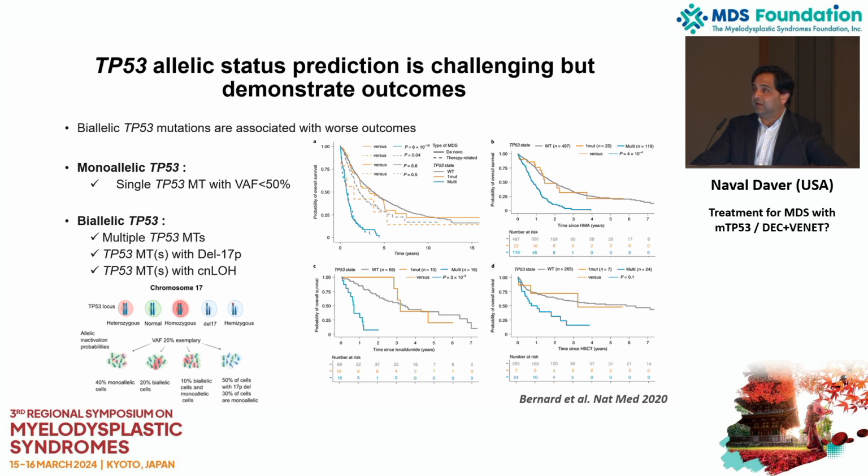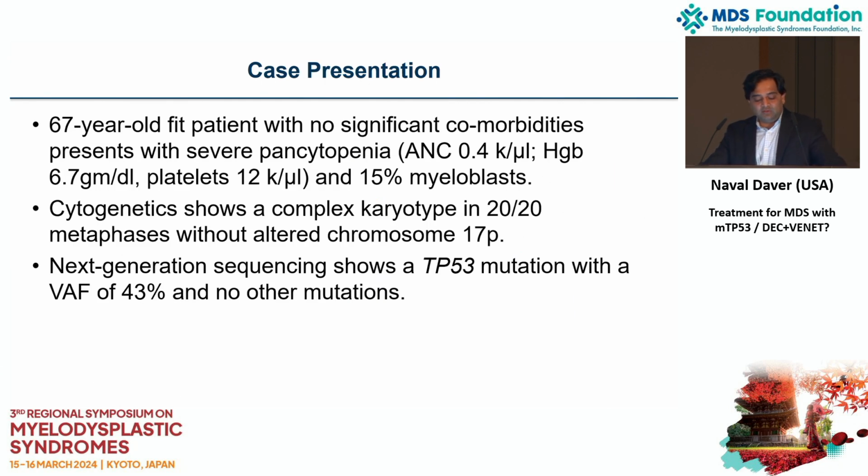On the other hand, those who had a single hit TP53 with a lower VAF may have a better chance of outcome. Again, these are the patients you may want to consider for a full curative treatment sort of approach. So let's look at a patient example.